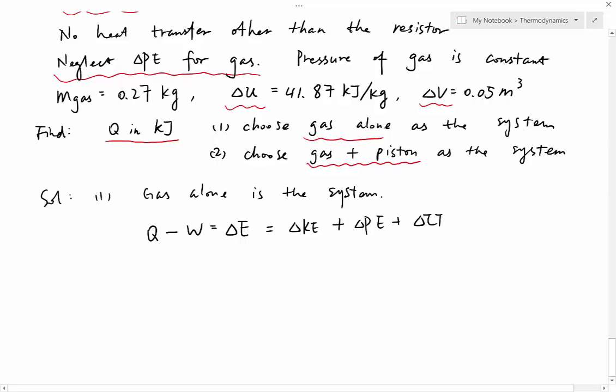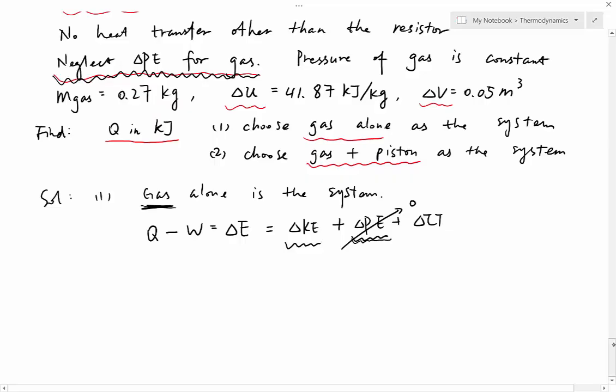Okay, and next one, what did the question say about the change of potential energy for the gas? Remember, every term in this equation is regarding the system, and my system is the gas. So this term delta PE is the delta PE for gas. And what did the problem say about the delta PE for gas? Right here: neglect the delta PE for gas. So delta PE for gas goes to 0.